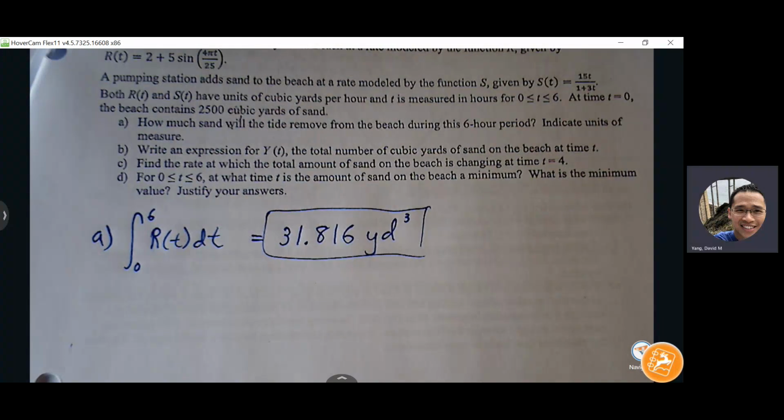Okay, part B: write an expression for y of t, the total number of cubic yards of sand on the beach at time t. So we're going to see some formulas, this formula that we're going to use over and over again.